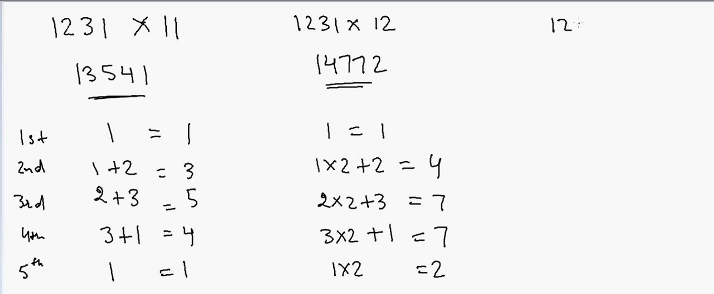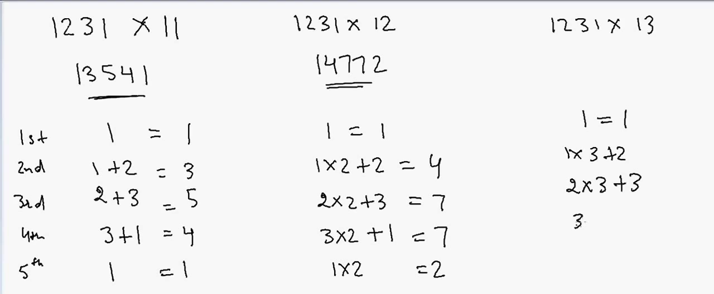Again, if I have to multiply by 13, then the answer will be equal to 1, 1 into 3 plus 2, 2 into 3 plus 3, 3 into 3 plus 1, and 1 into 3. So that will give me 3 plus 2 is equal to 5. 3 into 2 is 6, plus 3 is 9, and 3 into 3 is 9 plus 1 is 10. So here we have 10, and here we'll have 3.